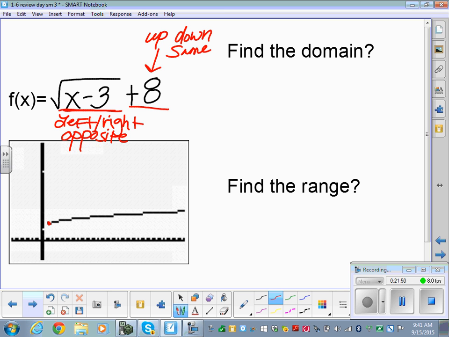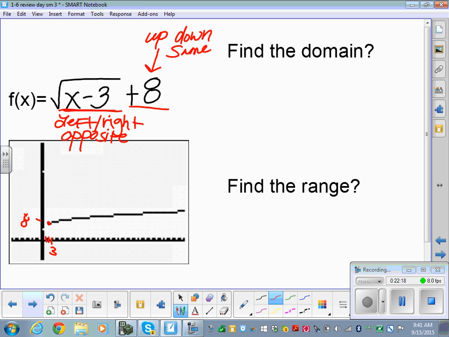So notice, guys, on this one, it shifted right 3. So we went right 1, 2, 3. Opposite. Does everyone see how right would be opposite of negative? Yeah? And then it went up 8. The sign stays the same with anything you add on the outside. So it went up 8. So then from there you can find domain and range. But you do have to know the shifting. Does that make sense? Everybody, yes or no?